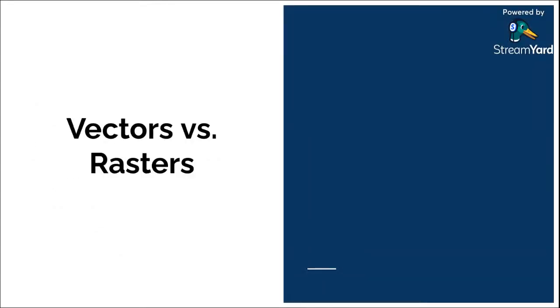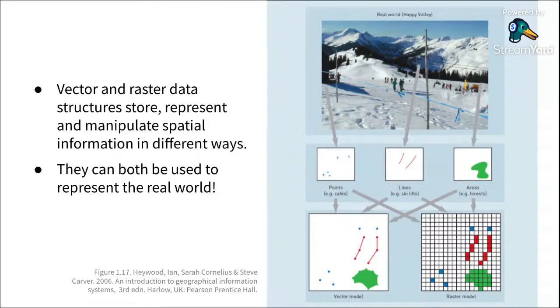All right, so this is where we can talk about the two different kinds of GIS data that exist. We have vectors and we have rasters. So first, core concept, both of them, great. We can use both vectors and rasters to represent the real world, and they do so in different ways.